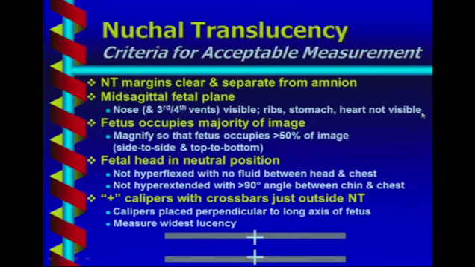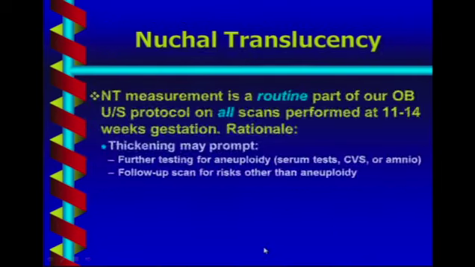Very important to measure the nuchal translucency accurately because it's such a small measurement. There are very specific criteria for its measurement. I'm not going to go through each of these here, but you do have to follow very strict guidelines for how you measure it, including where you put the calipers. If this is the dark space, that's the nuchal translucency, you want to put the calipers exactly just on the outside of this dark space to get the measurement.